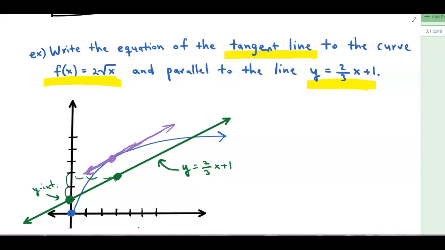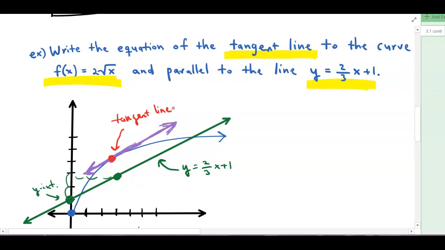What I need to find out is the equation of a tangent line that's parallel to the green line. And I did that for you in purple. This purple line is parallel to the green line. Not only that, the purple line is also the tangent line because it crosses the graph, that crazy looking square root graph, at one point.